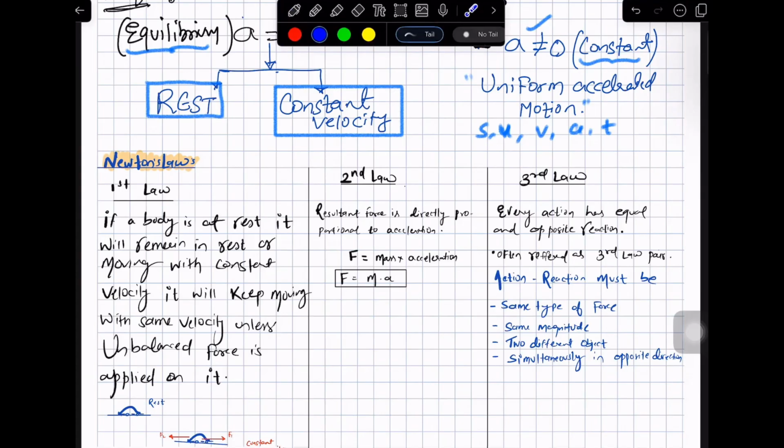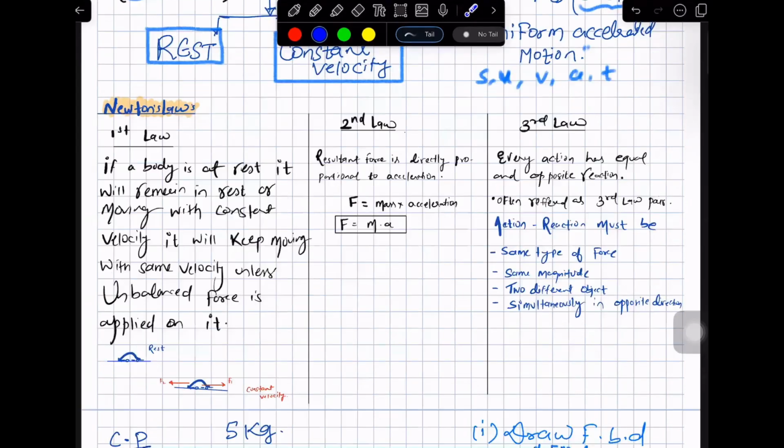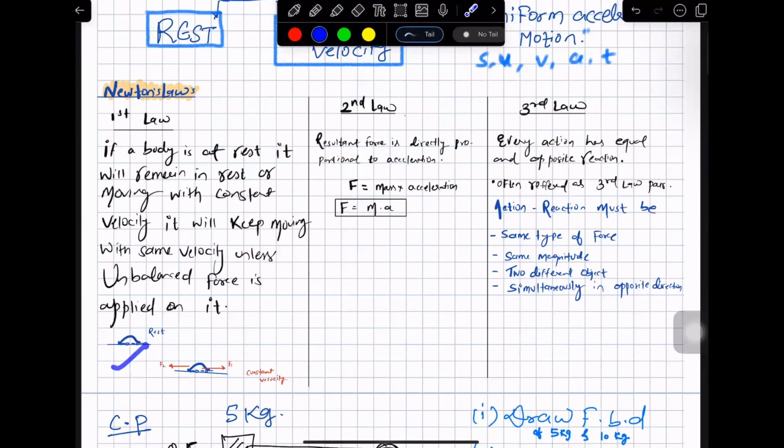So Newton's first law is about the law of inertia. An object at rest will remain at rest. An object moving with a constant velocity will remain at constant velocity unless you apply a force on it. Then Newton's second law is that the net force is mass times acceleration, and the third law is that every action has an equal and opposite reaction.